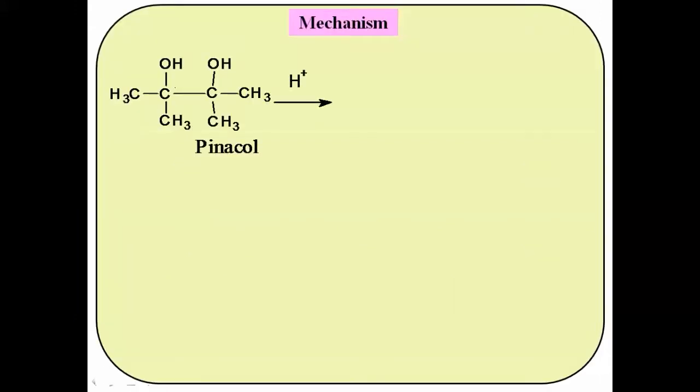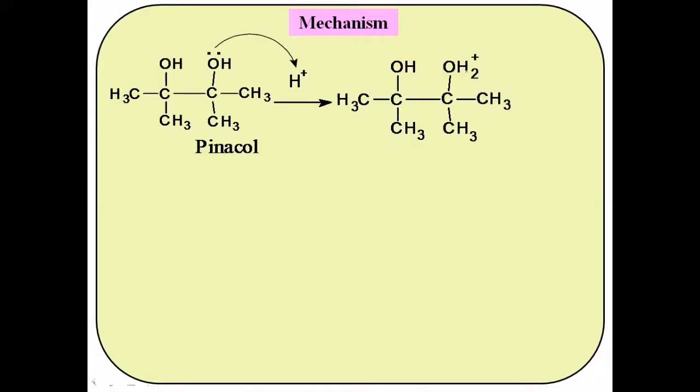In that pinacol, one of the OH groups undergoes protonation. Protonation means addition of H plus. We know that this OH group has a lone pair of electrons, and this OH group forms a bond with that H plus ion. That means OH group undergoes protonation. During that process, the electron pair is completely dominated by oxygen. Hence that oxygen acquires positive charge and we get the protonated alcohol. This is the intermediate, protonated pinacol. First step, addition of H plus ion.